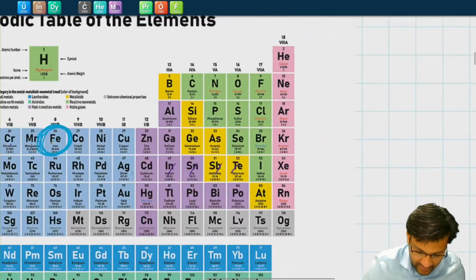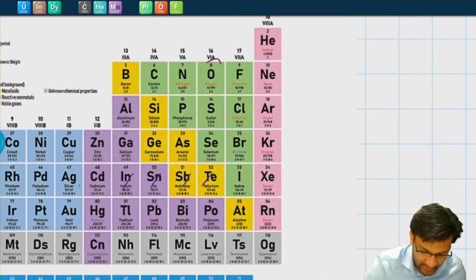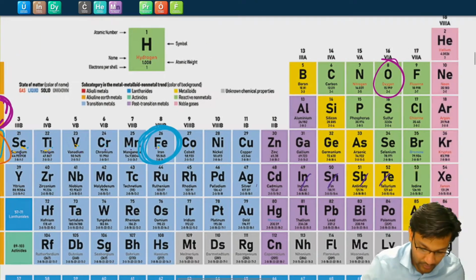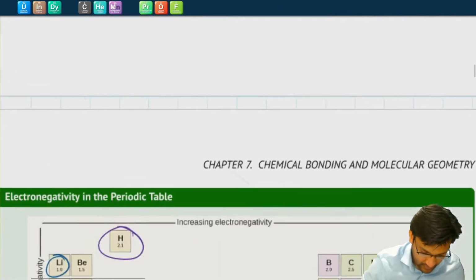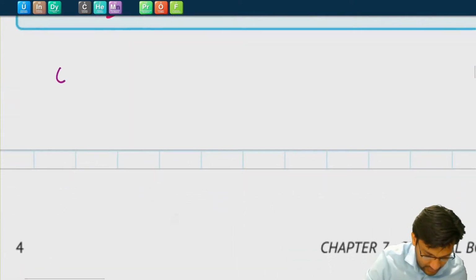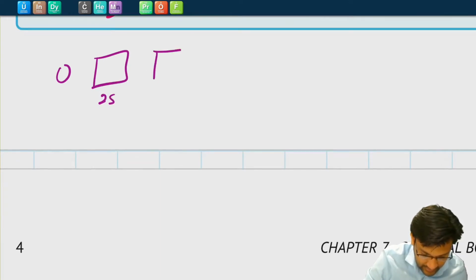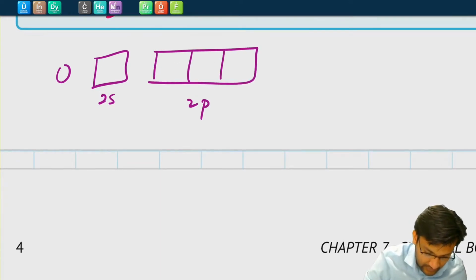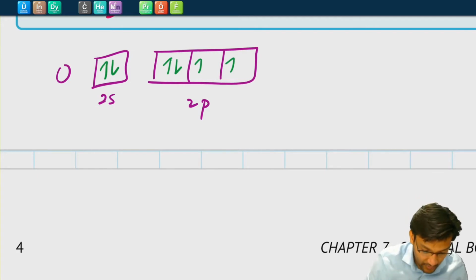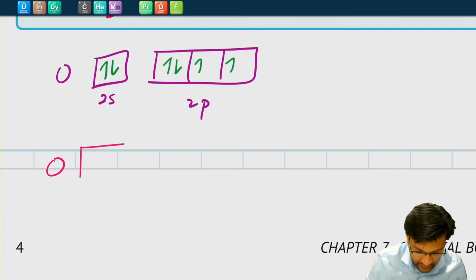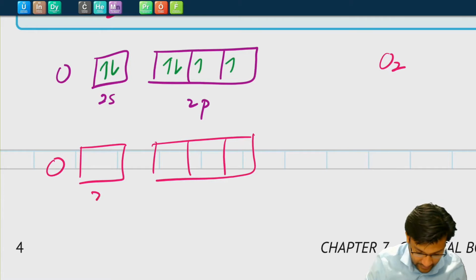Let's look at a periodic table, and let's look at oxygen. It's right here. The electron configuration will start with helium, then the 2s, and the 2p will have 1, 2, 3, 4 electrons in it. So oxygen has a 2s and a 2p orbital. The 2s has 2 electrons, and the 2p has 4 electrons. Now we're looking at two different oxygen atoms together, because we're looking at the O2 molecule.